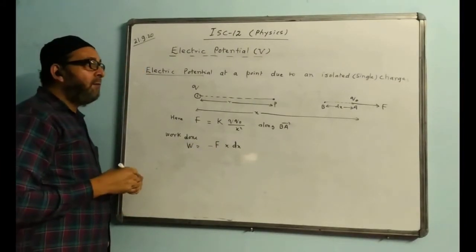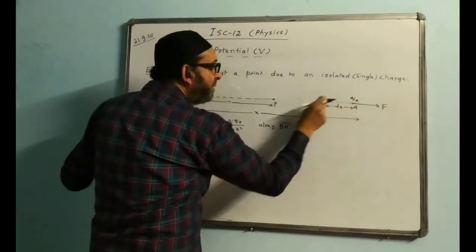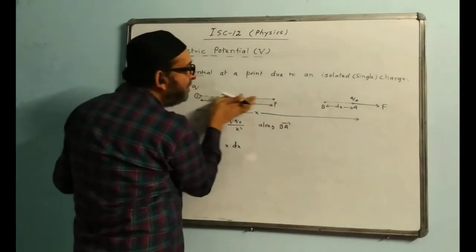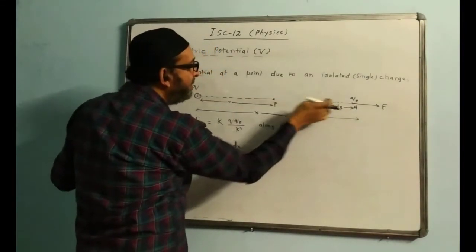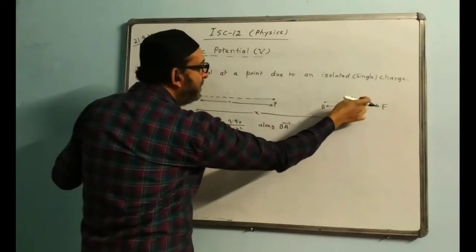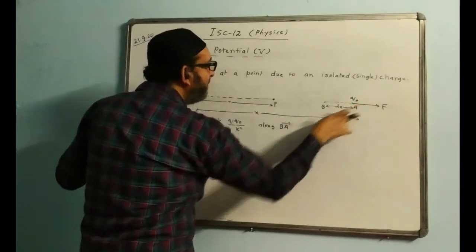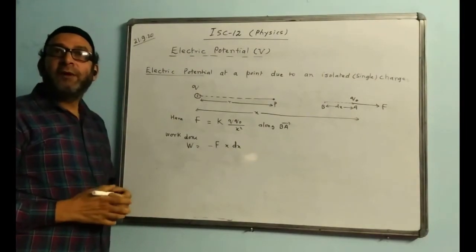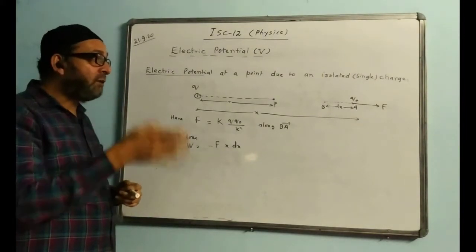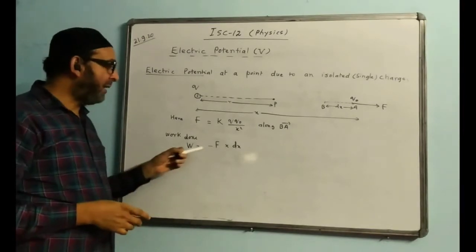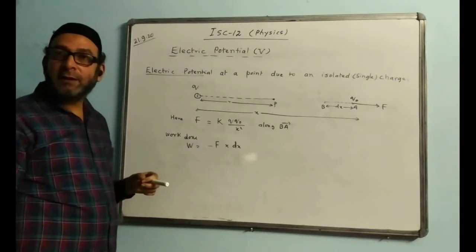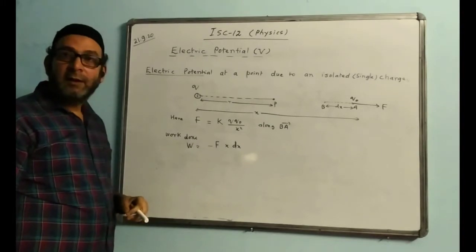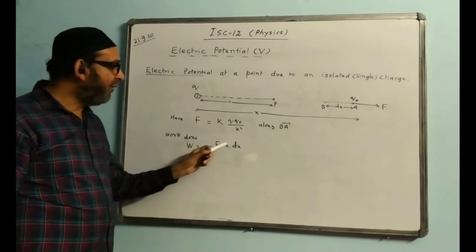Why? The force is acting this way, but the displacement is going like this. The charge is being displaced one way, but here the force is acting the other way. They are in opposite directions. I think last time we did this: where the force acts in the direction opposite to the displacement, the angle will be 180 degrees, and cos 180 degrees is minus. We have to put a minus sign. So W is going to be minus F dx.